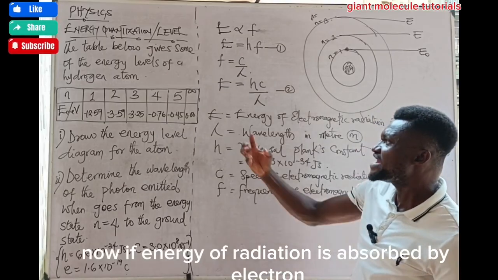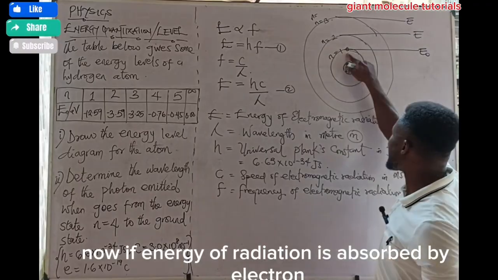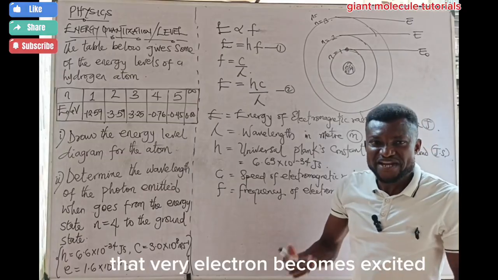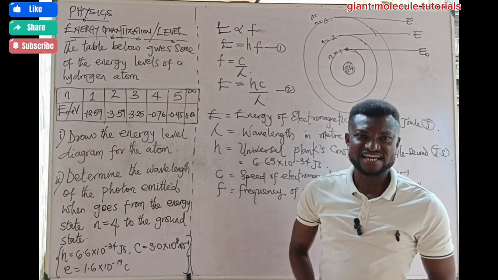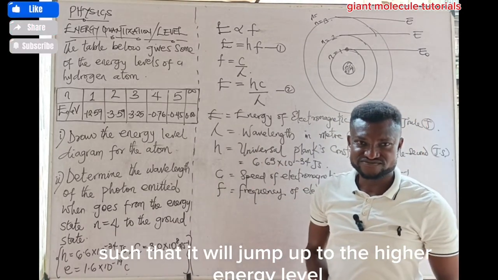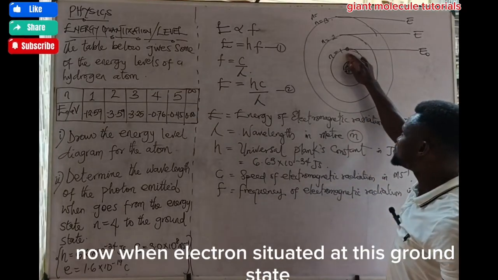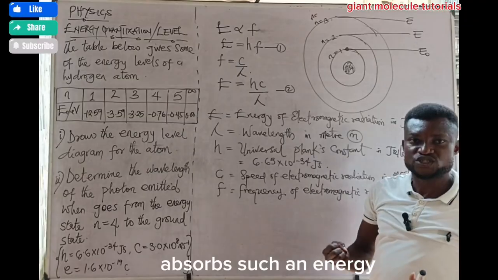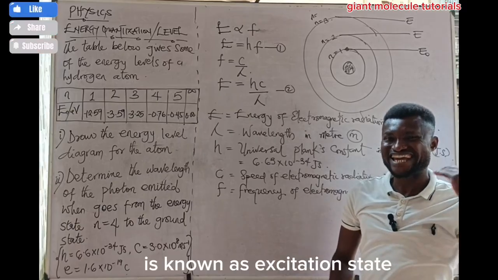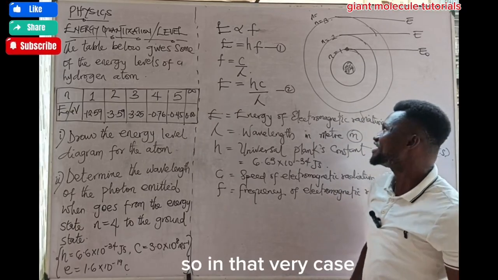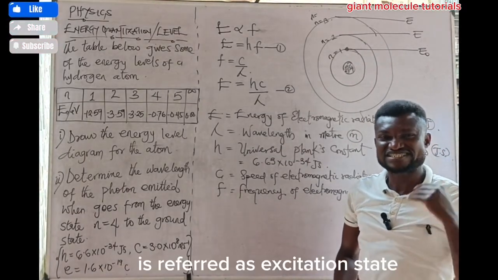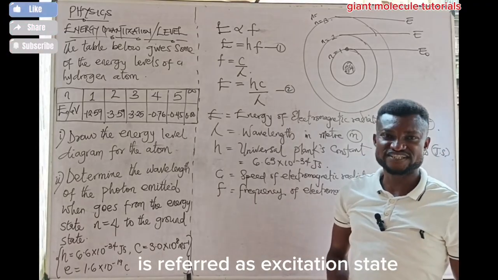Now, if energy of radiation is absorbed by an electron at the ground state level, that electron becomes excited, such that it will jump up to a higher energy level. When an electron situated at the ground state absorbs such energy, the state it jumps to is known as the excitation state. So in that case, the electron shell above the ground state is referred to as the excitation state.